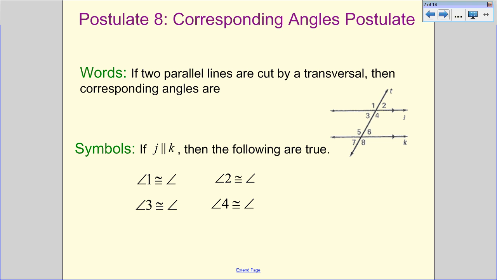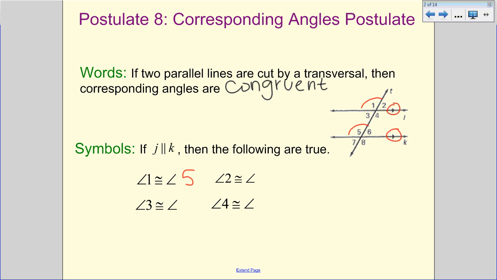All right, so postulate 8. Once again, we're not necessarily looking to memorize that number, but what we're looking to know is that this is about corresponding angles. So if two parallel lines are cut by a transversal, then the corresponding angles are congruent. And so what that means in symbols is if J and K are parallel, we've got this parallel symbol, then the following is true. Angle 1 would be congruent to angle 5.